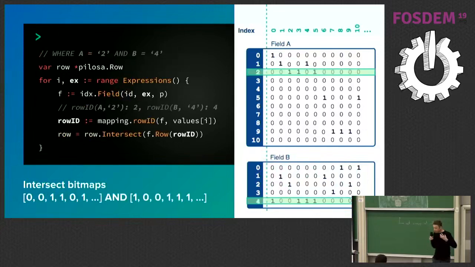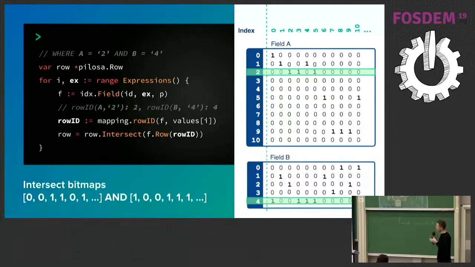So now you want to query. When you query, you put some filter, like you want to get all data where A is 2 and B is 4. So once again you iterate through the expressions, go through the fields, and then you have to find the row ID where the value 2 and the value 4 are. For simplicity, let's say the value 2 is assigned to row 2 in A, and value 4 is assigned to row 4 in B.